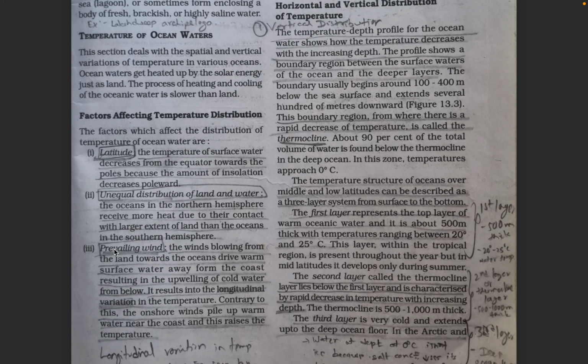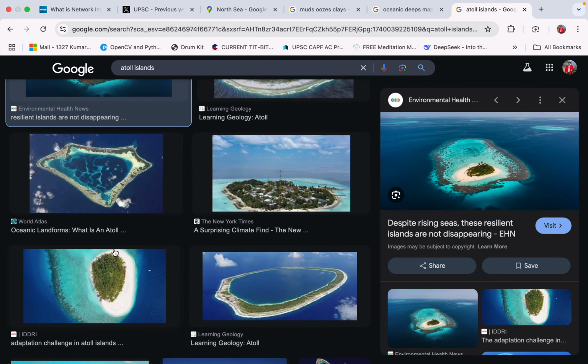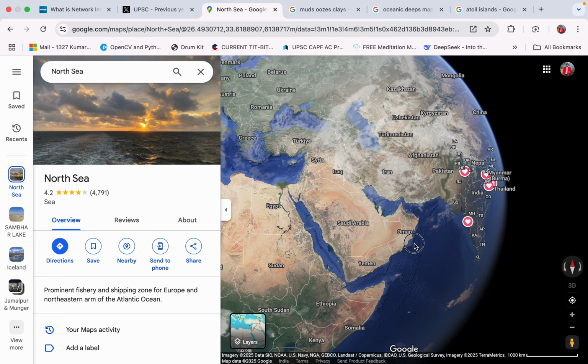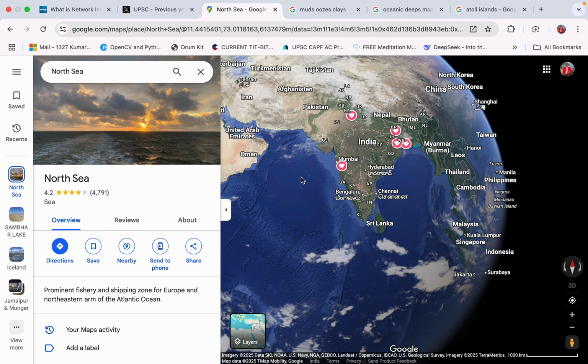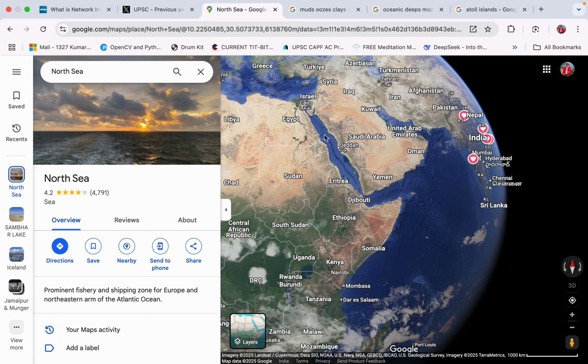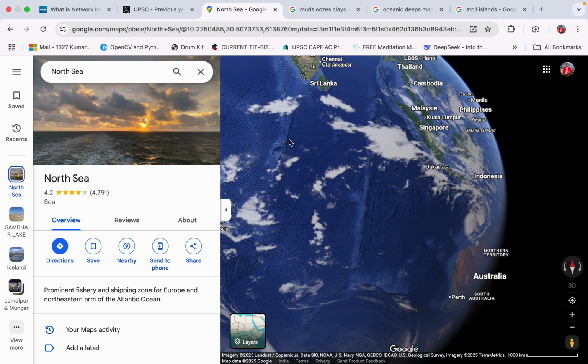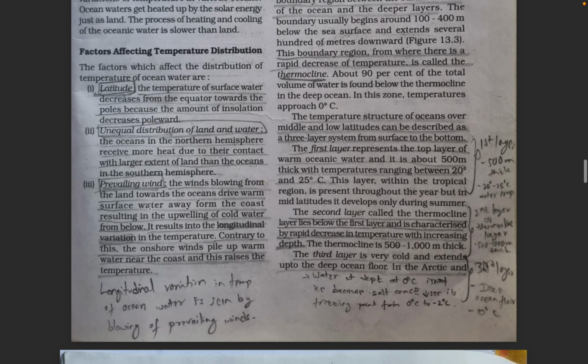Now, the second thing: unequal distribution of land and water. Another main reason is the distribution of land and water, because water that is surrounded by land has a much higher temperature, because land gets heated up more quickly than water. So the temperature of this area that is surrounded by land is higher. This area is also higher as compared to the open ocean. This is a thing to be noted.